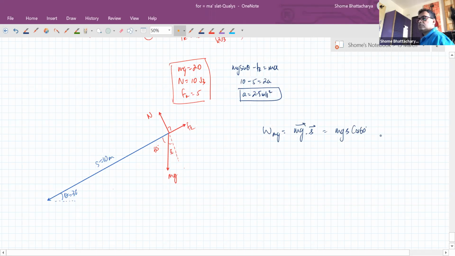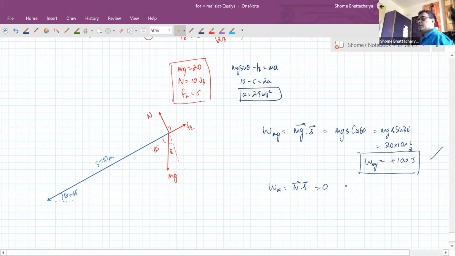Yes, sir. That's the same thing as mg sine 30 degrees. So it will become 20 into 10 into half, which is plus 100 joules. So gravity is doing positive work. The work done by normal reaction is the easiest. It is 0, because normal reaction is perpendicular to the displacement.